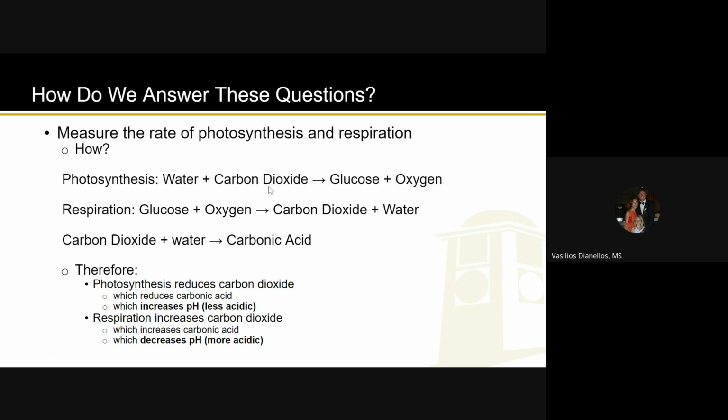So it might not have anything to do with your experimental condition, right? It might not be the temperature, if that's what your experiment is about, or the light intensity, if that's what your experiment is about. It might have maxed out because it simply ran out of carbon dioxide. Likewise, for respiration, we do expect it to decrease, but there might be a point where it just stops decreasing.